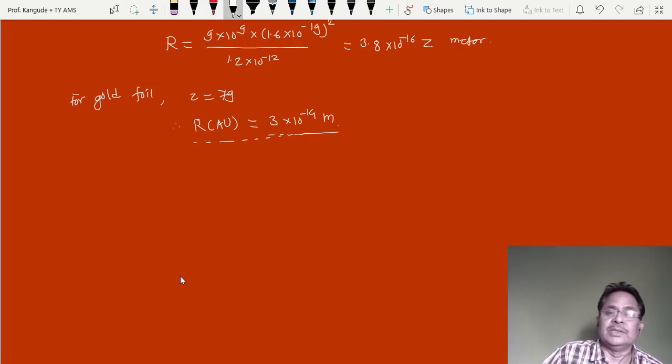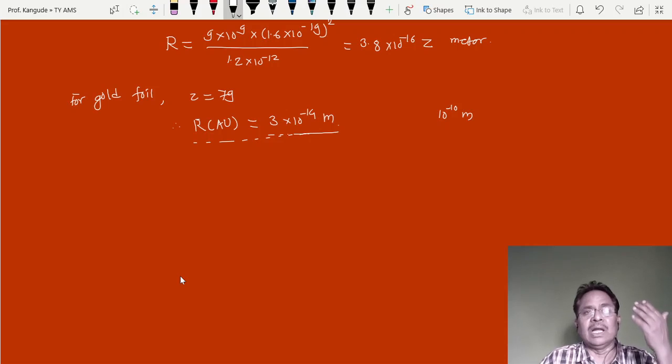And if you remember, the atom size is 10 raised to minus 10 meters. This is 10 raised to minus 14 meters, and that indicates this nuclear size is 10 raised to 4 times less than the radius of an atom. So the atom's radius is bigger, it is in a few angstroms, and the nuclear radius is smaller by 10 raised to 4 times. 10 raised to 1 means 10, 10 raised to 2 means 100, 10 raised to 3 means 1000, and 10 raised to 4 means 10,000. So the nuclear radius is 10,000 times smaller than the atomic radius. This important conclusion was made by Rutherford on the basis of this experiment as shown here.